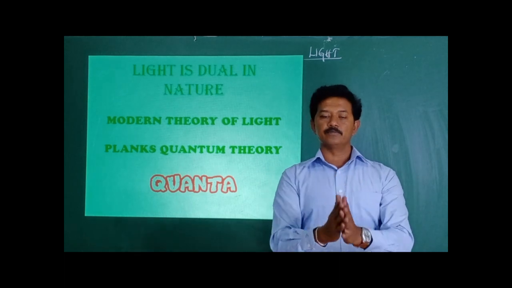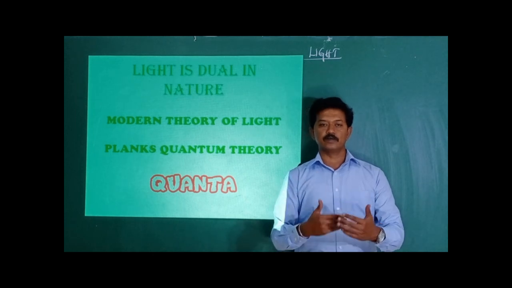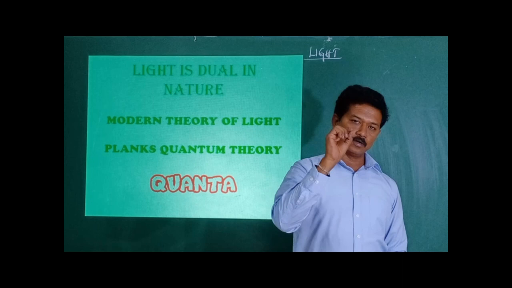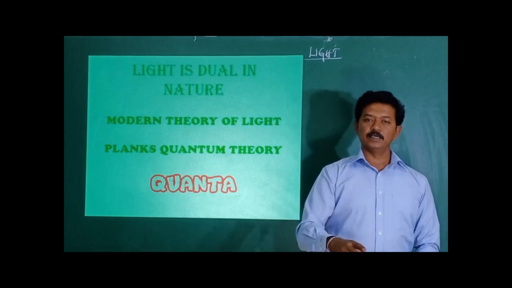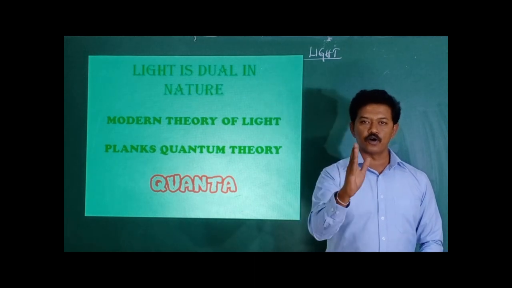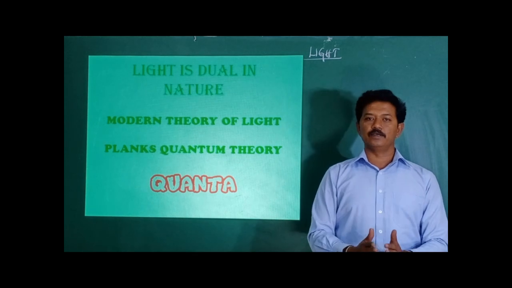Light is also an electromagnetic radiation, so according to Planck's quantum theory of light, light is also made up of small tiny particles called quanta. Especially the quanta in light are called photons. They are called photons. So this is the theory that we are studying.